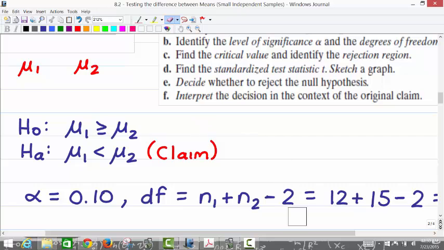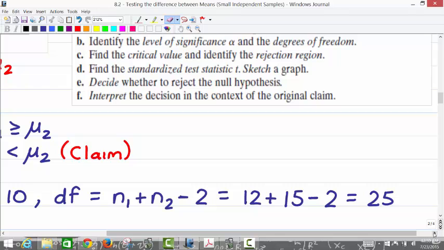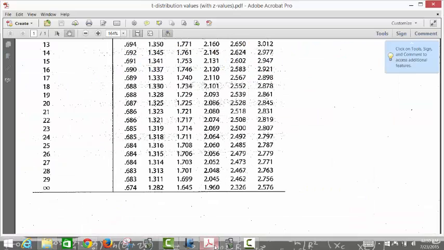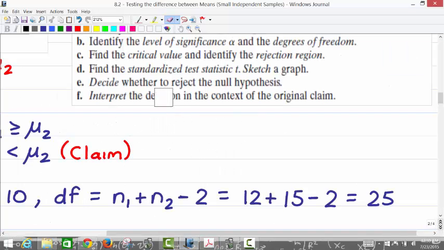You see I calculated the degrees of freedom here: n1 plus n2 minus 2. That'll be 25 degrees of freedom. If the degrees of freedom turned out to be more than 29, which I generally avoid, you can use the infinity row at the bottom, but I usually make sure they stay under 30 anyway. Just to let you know that. So we have 25 degrees of freedom.